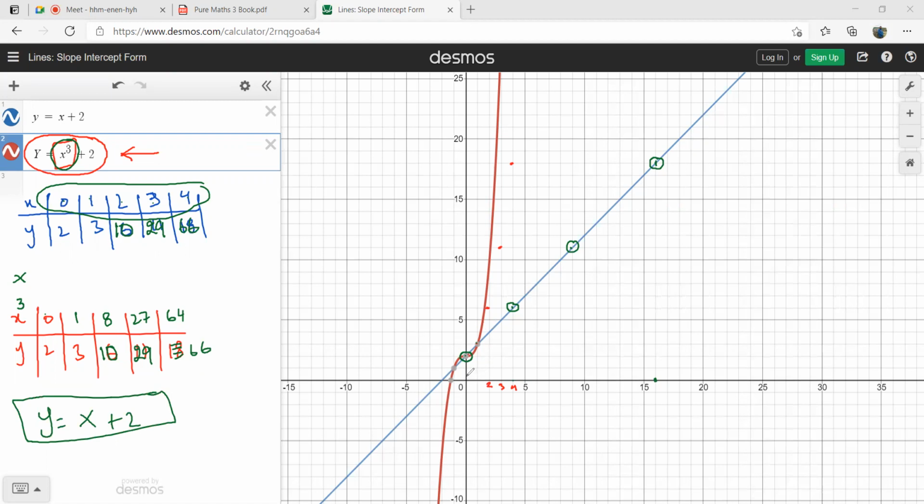So do we have 0 comma 2 here? Yes, we have 0 comma 2 here. Do we have 1 comma 3? Yes, we have 1 comma 3 here. Do we have 8 comma 10 here? Yes, here is your 8 comma 10. You can see this is your 8 comma 10.